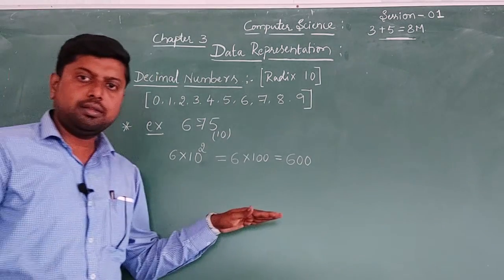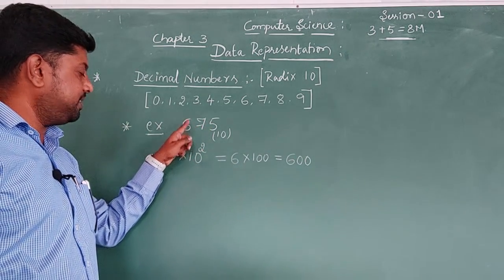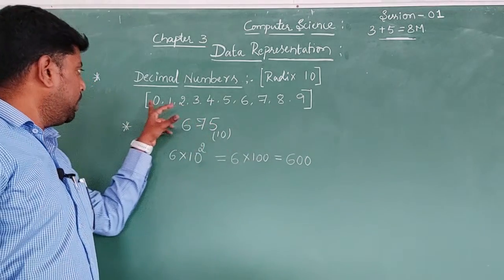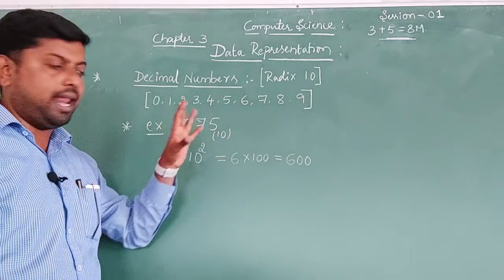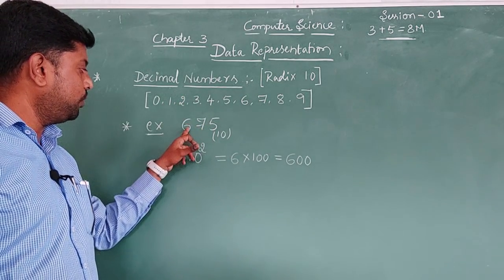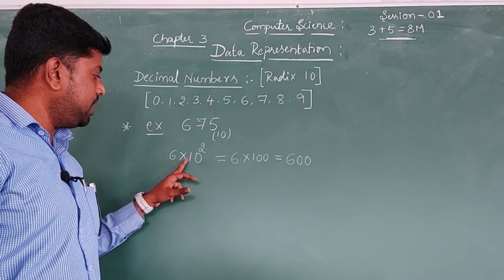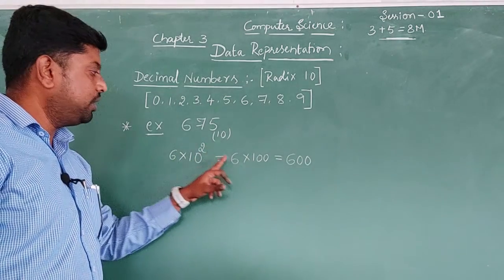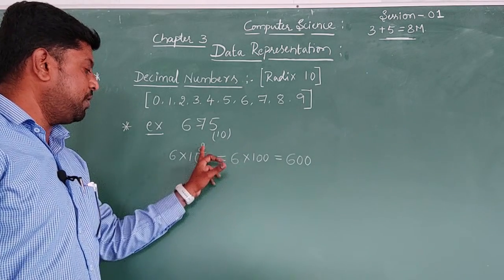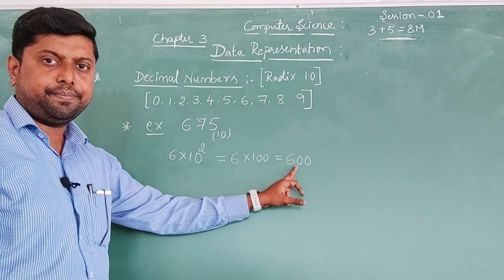Getting it? Because here, from 0 to 9, the maximum weightage of the 6 is 0, 1, 2. The weightage of the 6 is 2. Hence, I will consider 6 into 10 to the power of 2, that equals 6 into 100, that is 600.